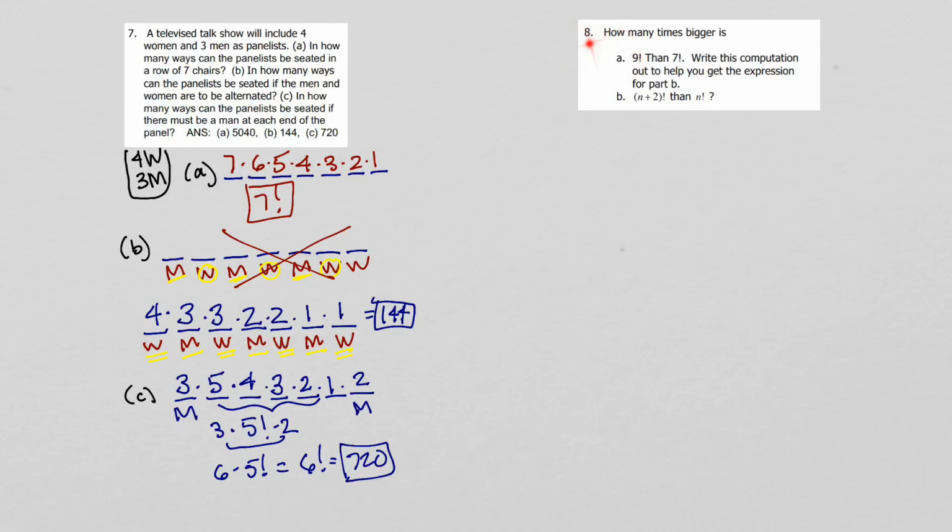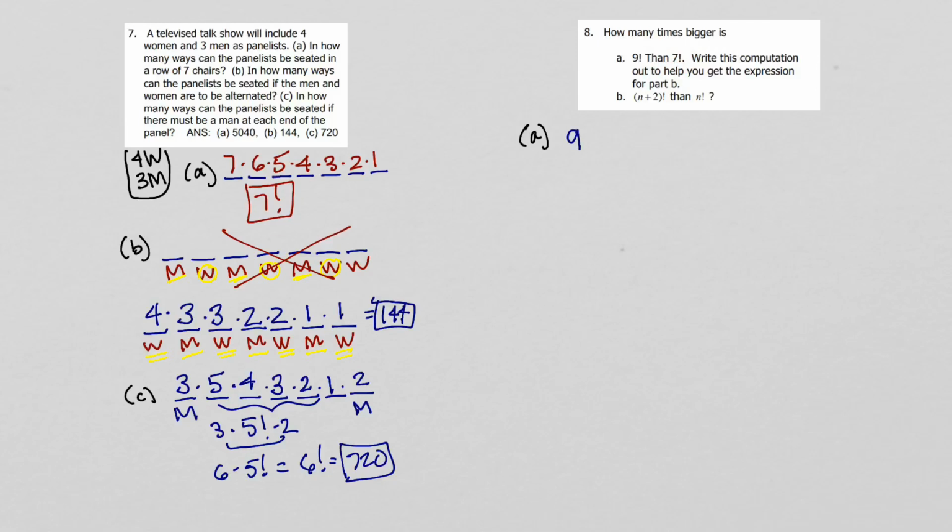Now over here in number 8, here's part A. In part A, we're looking at this: how many times bigger is 9 factorial than 7 factorial? All right, so we're going to write this out. So let's write it like this.